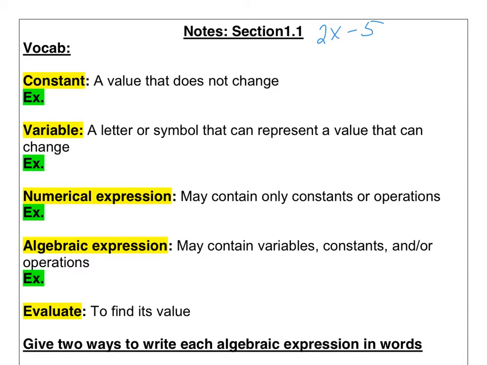So that's known as an algebraic expression. And within this expression, we have both a constant and a variable. So there are two terms here. This is one term, and this is the second term. This term right here, the 2x, is called your variable term because it has a variable, an x. The minus 5 is your constant.